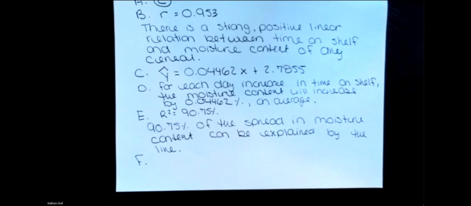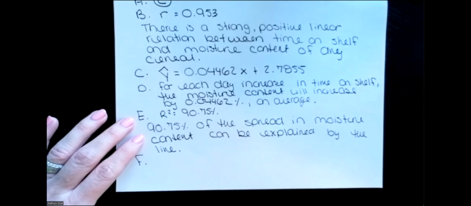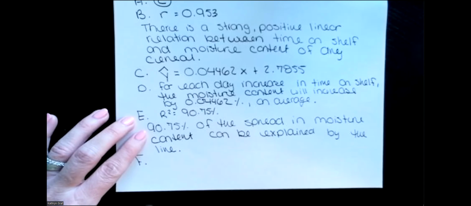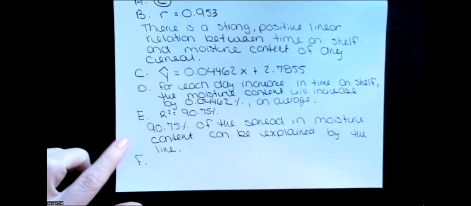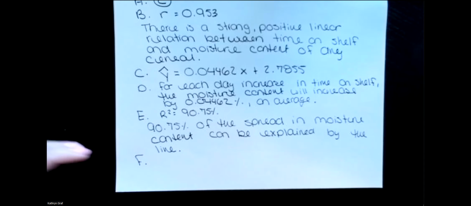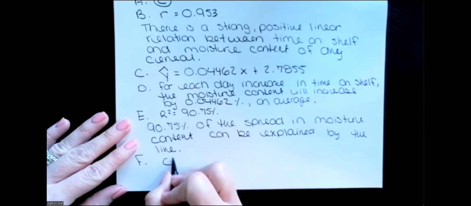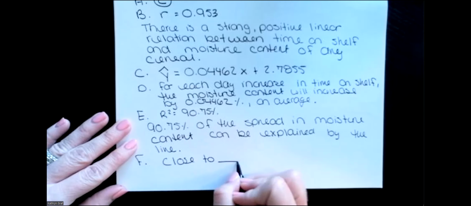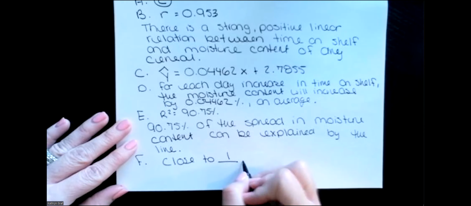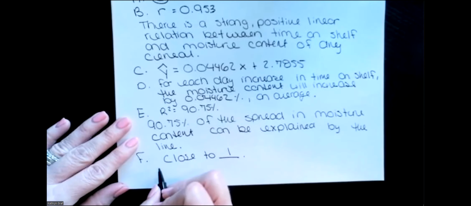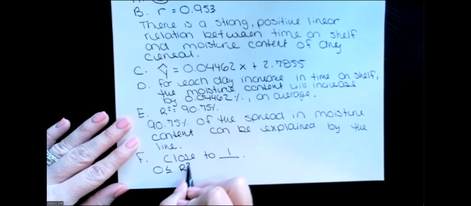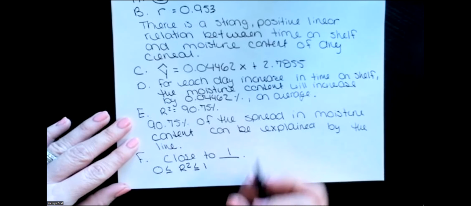Now, if you remember when we were studying chapter 4 correlation, if my R squared was closer to 1 or closer to 100%, then that meant it was a really good fit, right? So closer to 0 is a poor fit, closer to 1 is a really good fit. So 90.75, that's closer to 100% or 1. So yeah, this is a good fit. So I will just say close to, and what the blank was looking for is 1 there. And that's because R squared is between 0 and 1, okay?